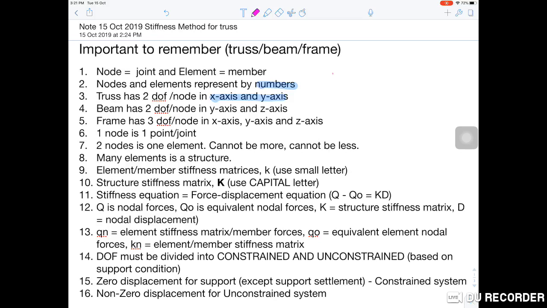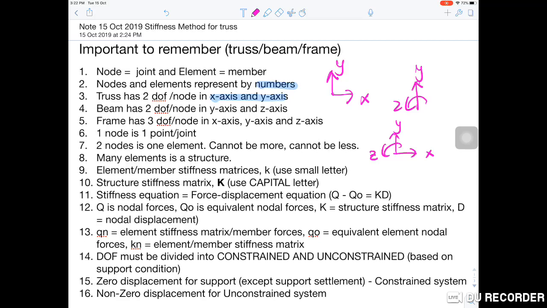In this direction, this is positive x, this is positive y. Beam has 2 degrees of freedom per node in y and z axis. This is for beam, this is y, this is positive z. And frame has 3 degrees of freedom in x axis, y axis and z axis. This is x, y and z. This is the positive direction.